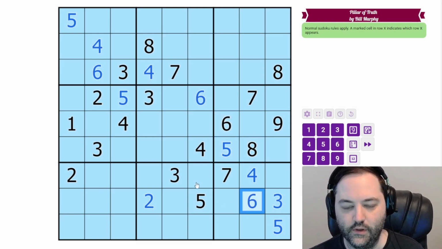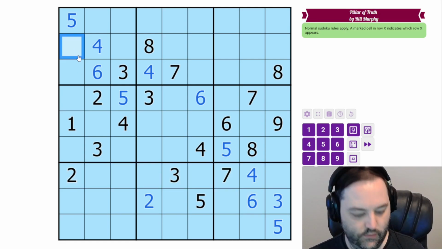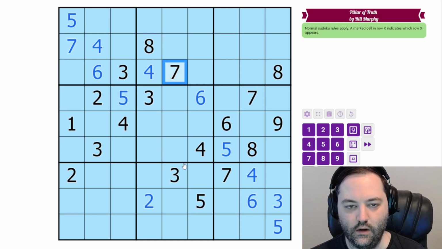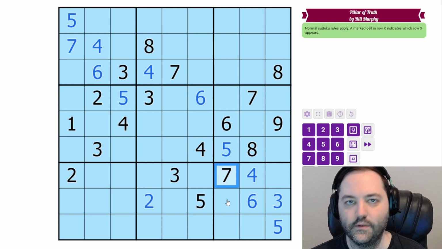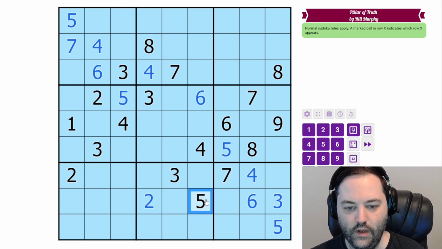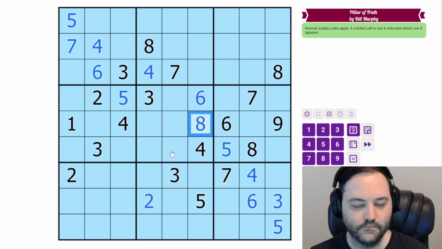The 8 is going to place a 6 in row 8. In row 7, we have 2, so 7 in row 2. The 3 is already taken care of by this 7, and this 7 references itself. And then finally in row 8, we have a 5, so that's going to place an 8 in row 5.